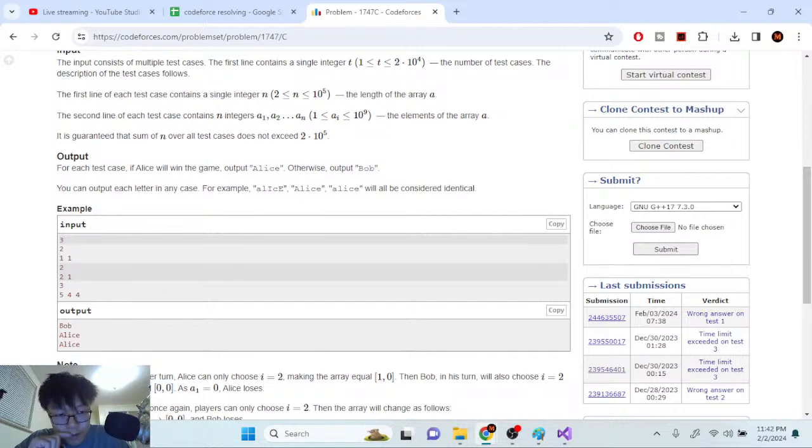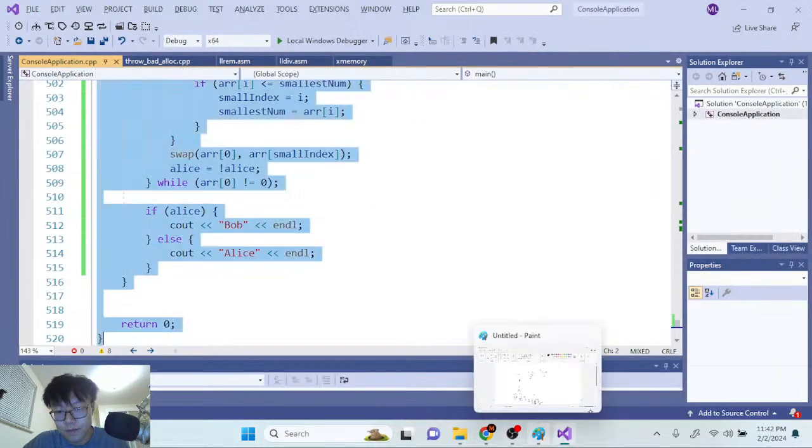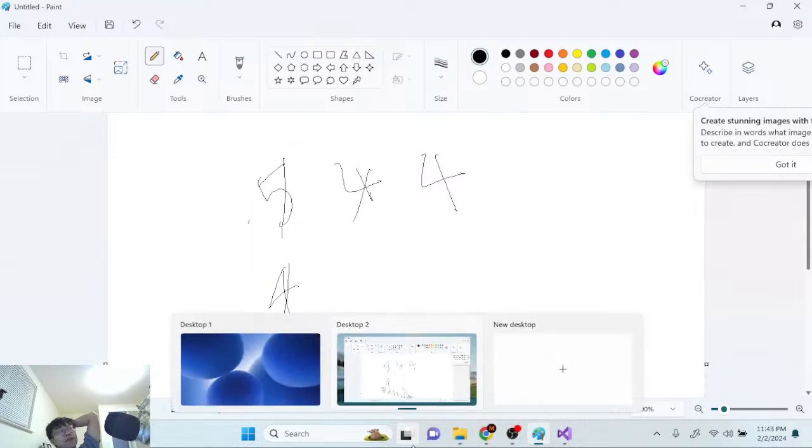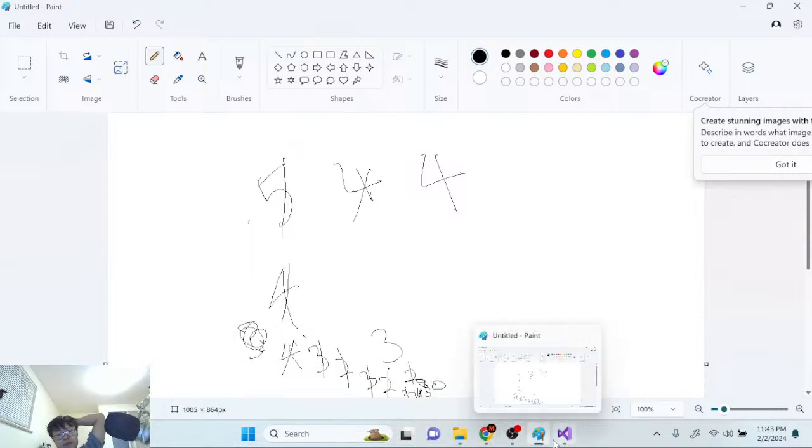Should we pick the largest number? That just delays everything though. We want the opponent to go to 1, right? Wouldn't it make more sense to get the smallest number? That's like stupid. Because if you get the largest number, you're basically stalling in this game.